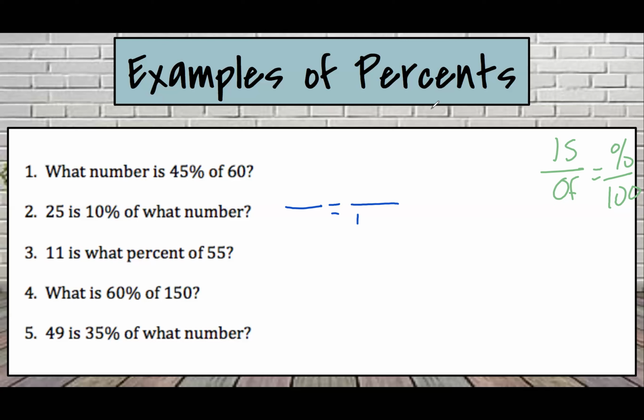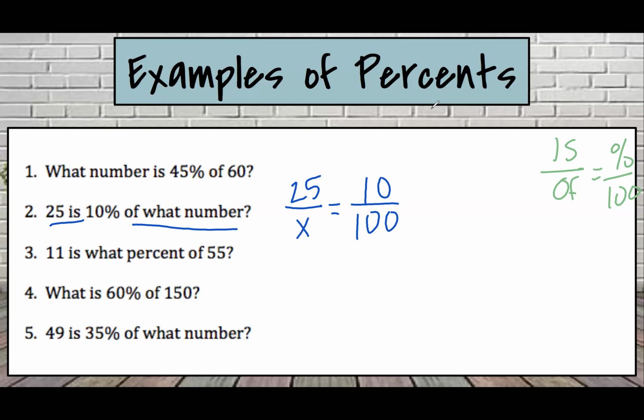We already have the 100. Do you see a percent in there? Yes, we see 10. So 10 is the percent. And then 25 is, do you see that? 25 is. So the 25 goes in the is, and of what number? That's what we're looking for. We're looking for the x.